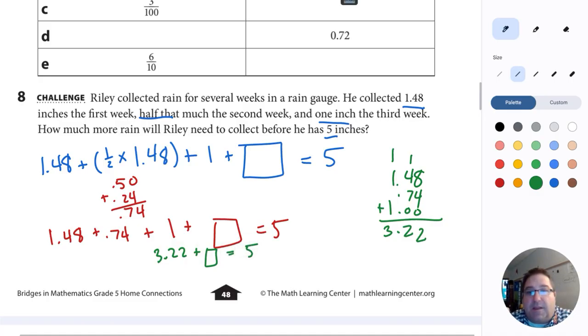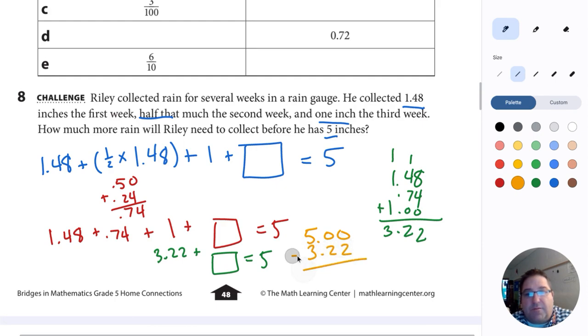Well, what can we do to get that something? Really, we can just subtract, right? If we know we have 3 and 22 hundredths, we have to add some more, or maybe you want to add it up in your head. However you want to do it. I'm just going to set up a subtraction because we can think about that 5 as 5.00, minus 3 and 22. Well, we have to do some regrouping here. So that'll make that a 10. Then we need to regroup again. So 10 minus 2 is 8. 9 minus 2 is 7. And 4 minus 3 is 1. So it looks like this should be 1 and 78 hundredths.